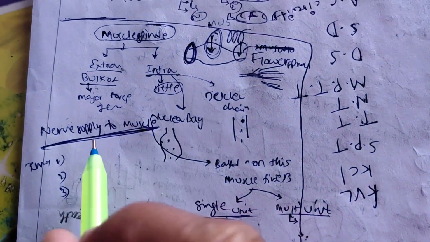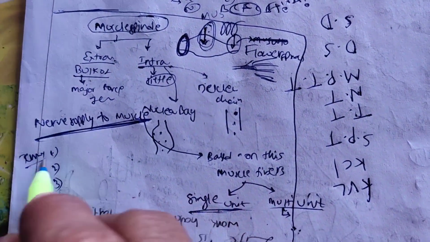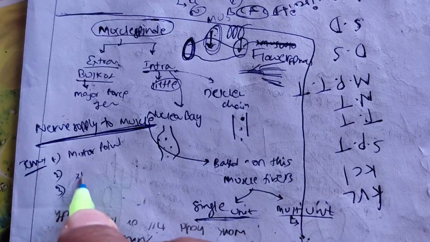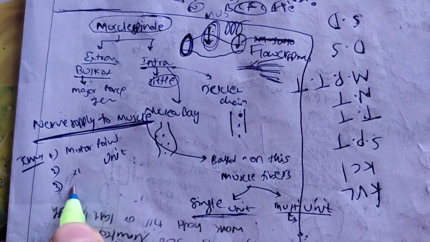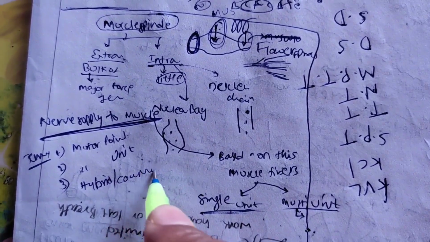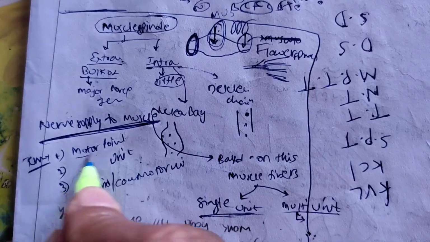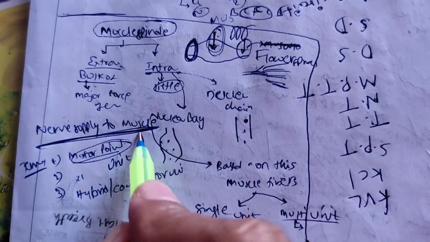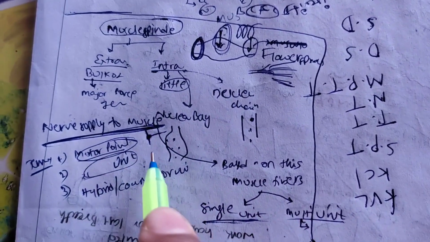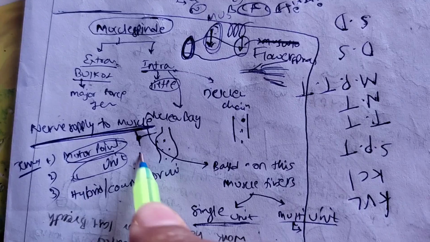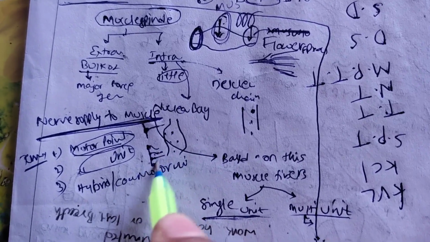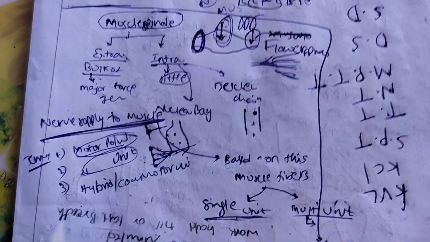Nerve supply to the muscle. Here we need to know some terms: motor point, motor unit, and hybrid or composite muscle. Motor point means this is the muscle and this is the connection with the neuron. This is called the motor point. Motor unit means the muscle and its entire nerve supplied by the neurons. This is called the motor unit.